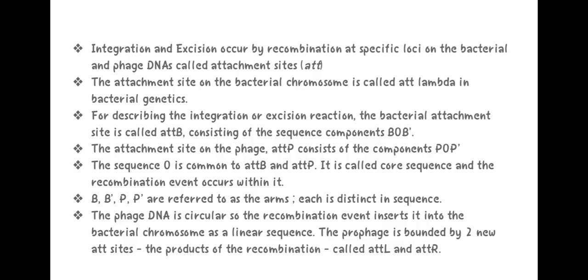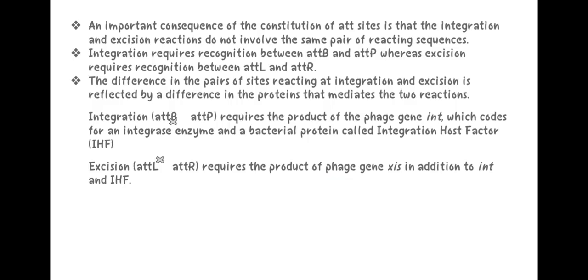The phage DNA is circular, so the recombination event inserts it into the bacterial chromosome as a linear sequence. The prophage is bounded by two new att sites, the products of the recombination, called attL and attR. An important consequence of the constitution of att sites is that the integration and excision reactions do not involve the same pair of reacting sequences. Integration requires recognition between attB and attP, whereas excision requires recognition between attL and attR.